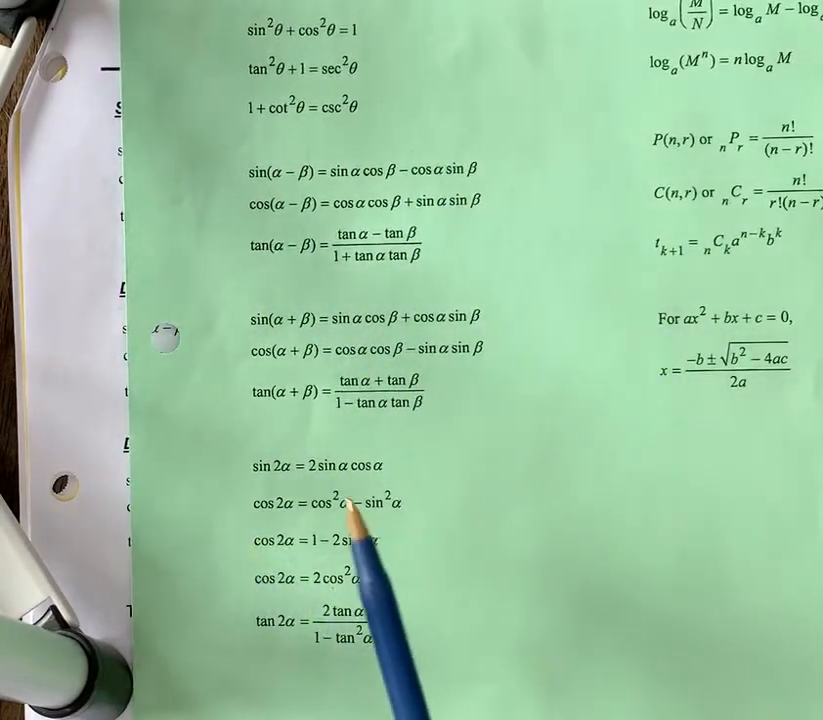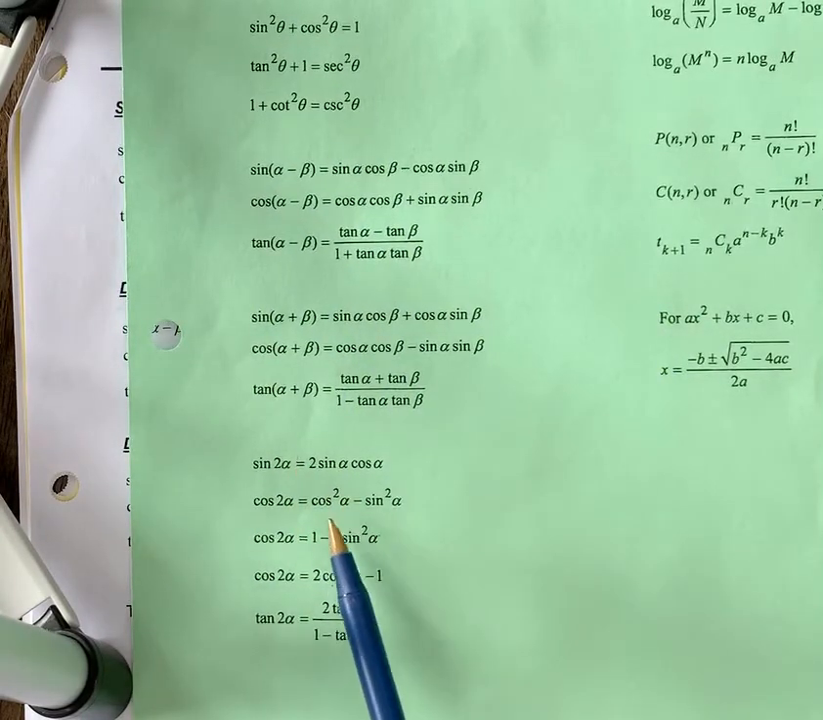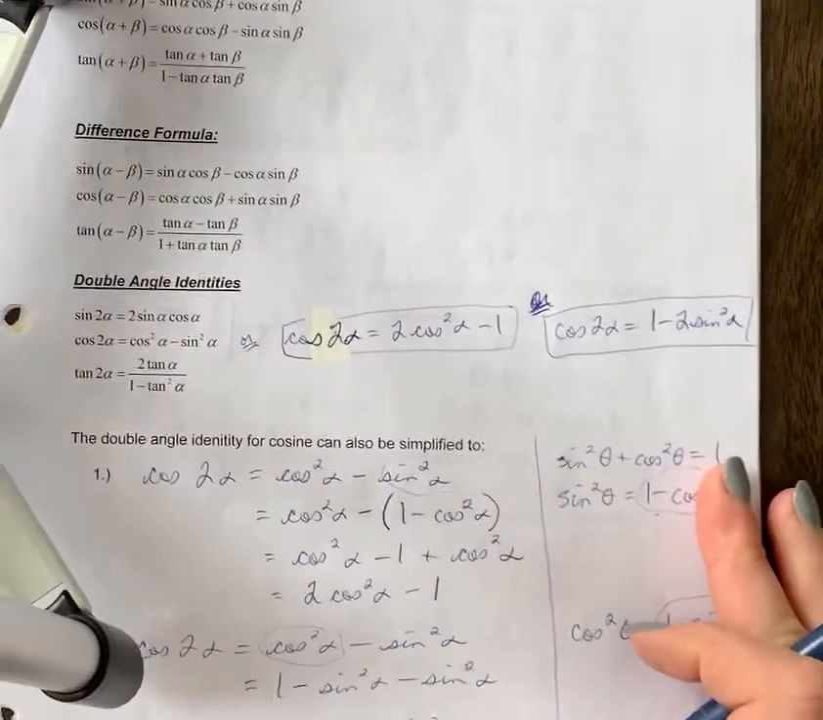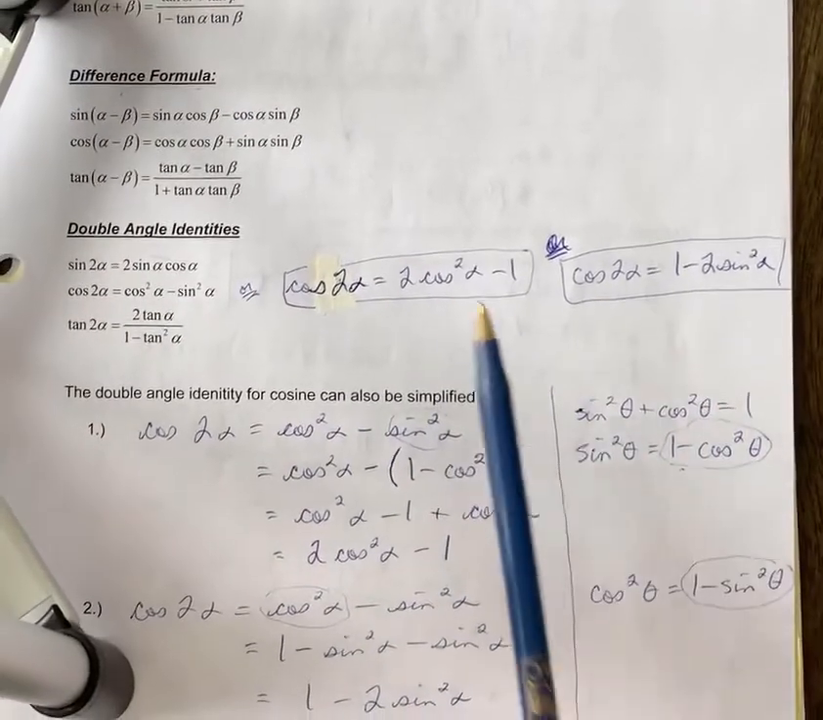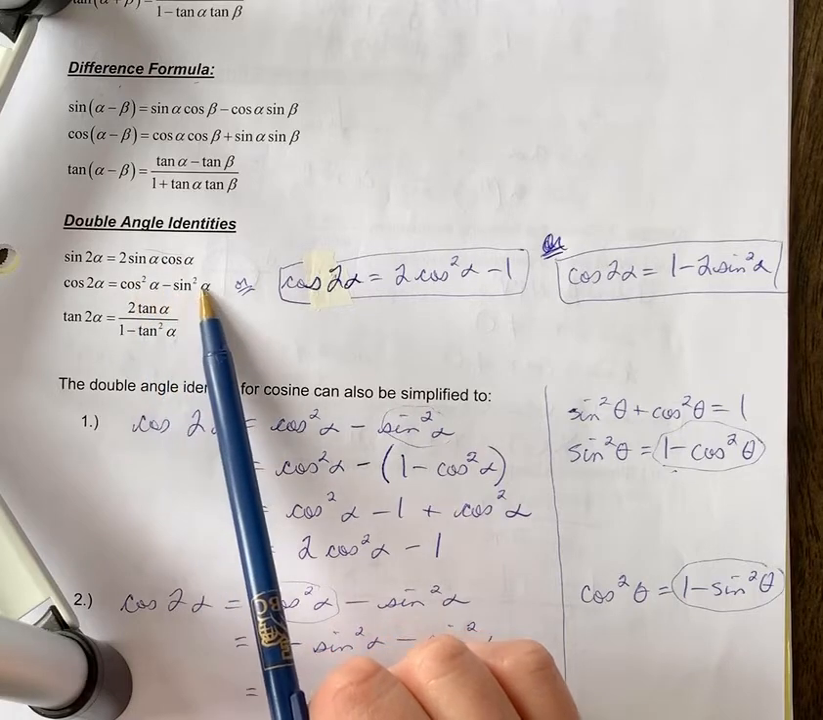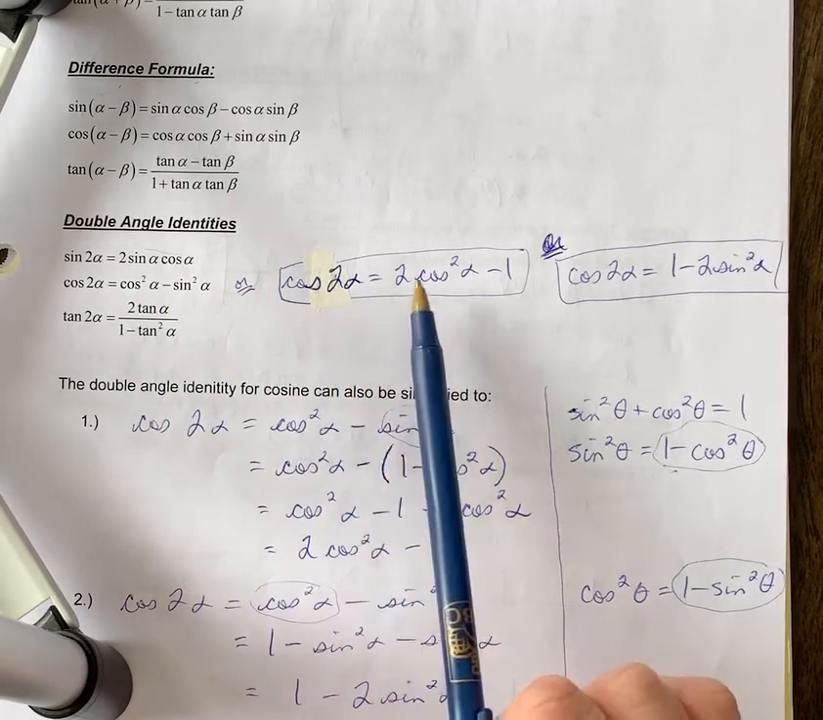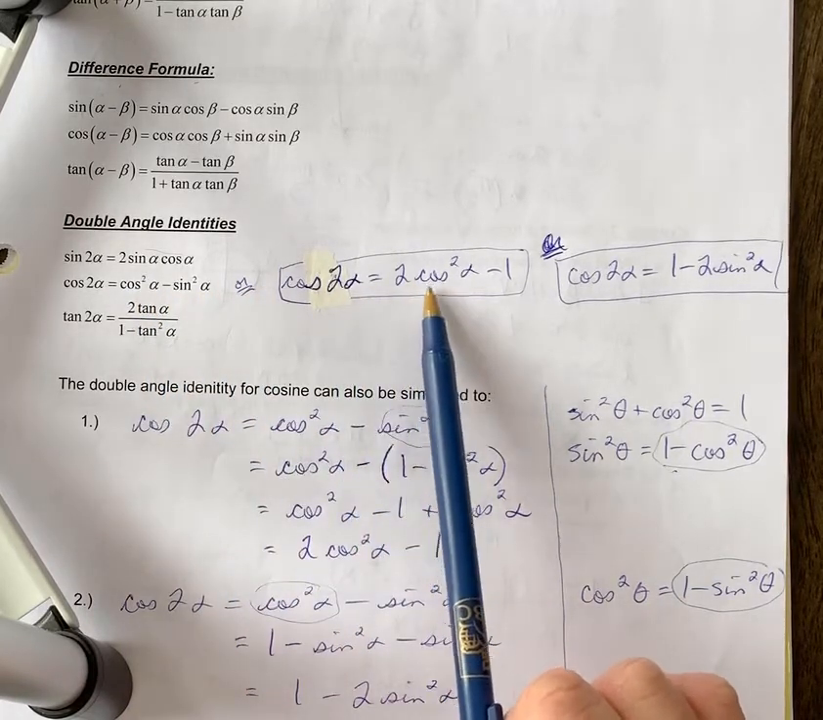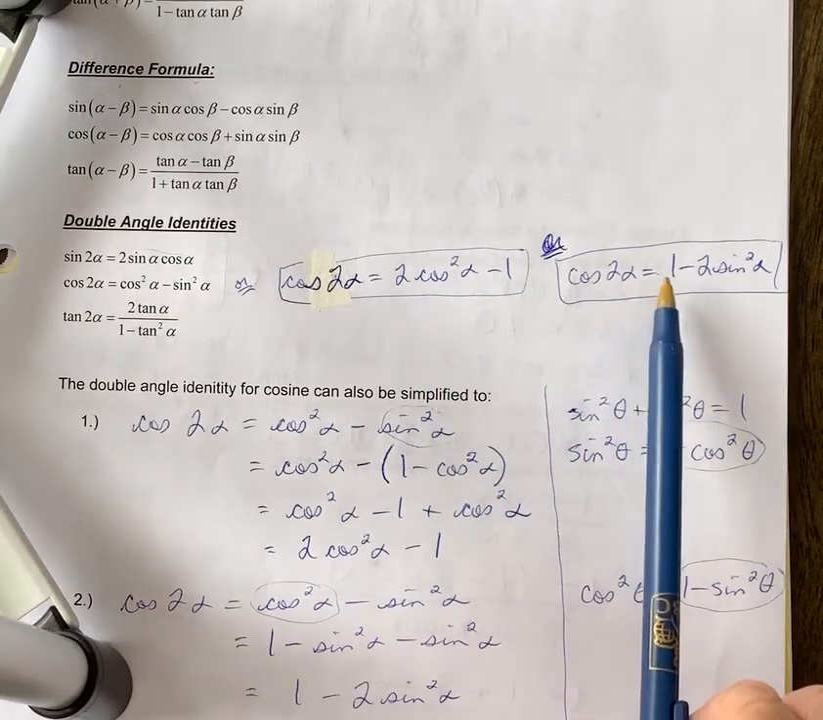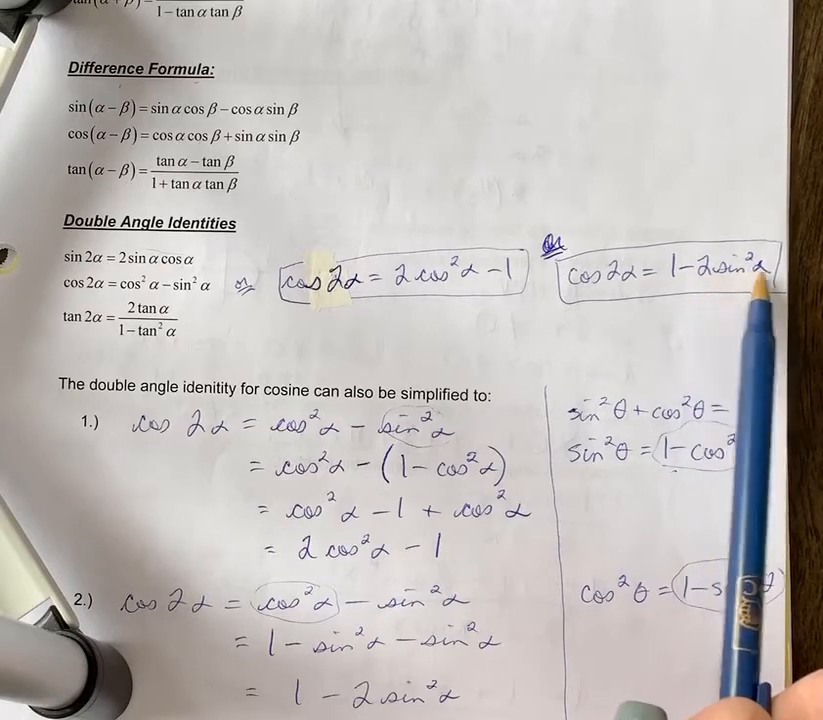Now you'll notice on the double angle ones that there's actually 3 ways that cos 2 alpha can be written. So I've added that into our formula sheet right here. So cos 2 alpha can be written as cos squared alpha minus sine squared alpha, or it can be written in just terms of cos, so 2 cos squared alpha minus 1, or just in terms of sine. It would look like this, 1 minus 2 sine squared alpha.